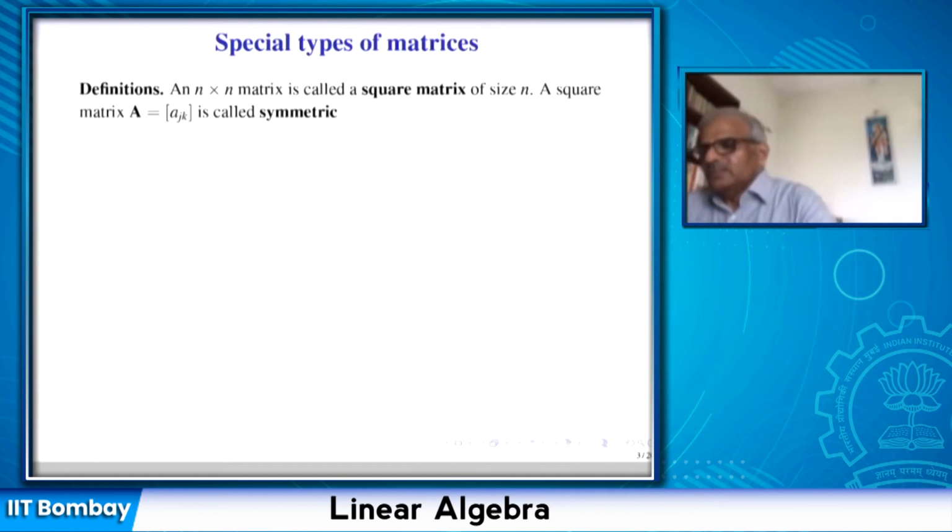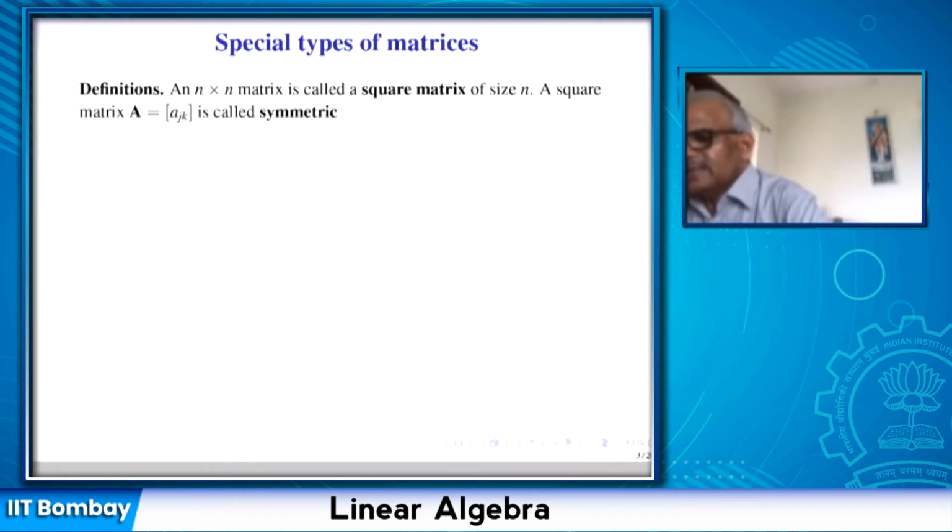There are special types of matrices we will be dealing with throughout the course. So n by n matrix is called a square matrix. So the number of rows and number of columns is equal. So it looks like a square when we display it. So we say it's a square matrix.